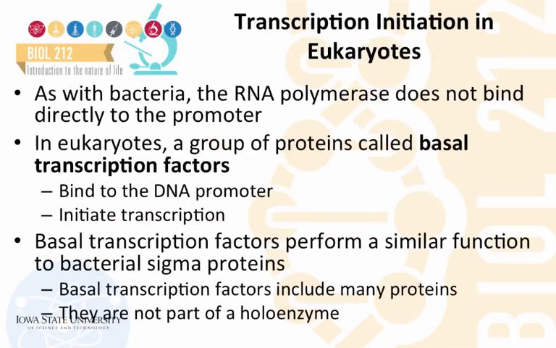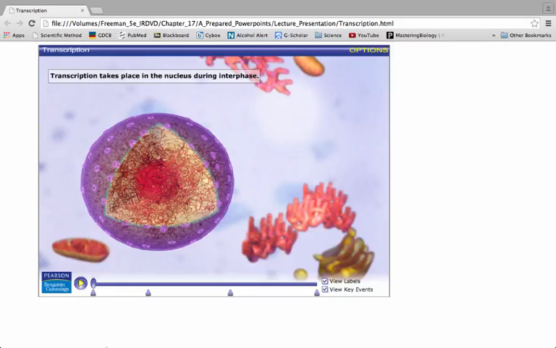As with bacteria, the RNA polymerase in eukaryotes does not directly bind to the promoter. A group of proteins called basal transcription factors bind to the DNA promoter and help RNA polymerase initiate transcription. These basal transcription factors perform a similar function to bacterial sigma proteins, but instead of just one subunit like the sigma subunit, there are multiple proteins that come together to perform that function.